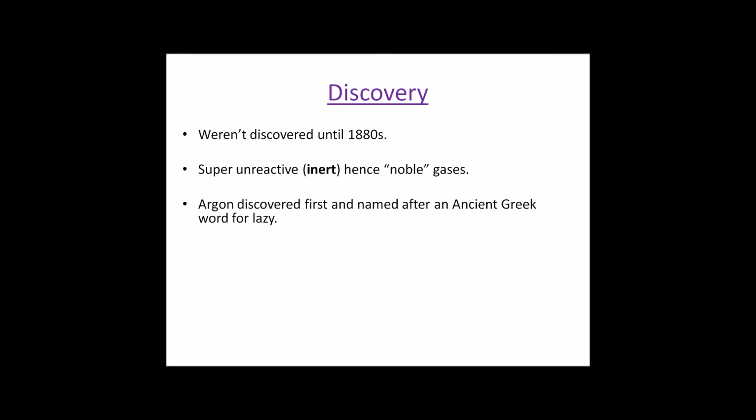Argon was discovered first, and it was named after an ancient Greek word for lazy, because it doesn't do much, it doesn't do any reactions. This unreactivity is why it took them so long to figure out that they existed, because they don't react with oxygen, they don't react with metals, they just float around in the air. It took quite a while to figure out that they were there and to start isolating them. The others were discovered shortly after argon. After the discovery of argon people thought, maybe there are other gases to discover, and they went on to discover those by cooling air down to very, very cold temperatures.